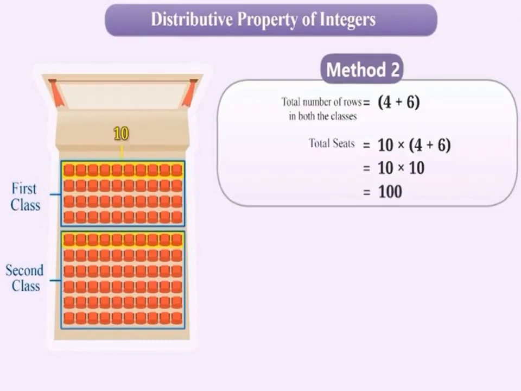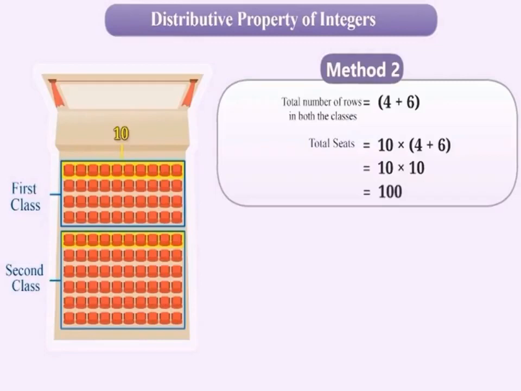Using the second method, first we calculate number of rows in two classes. In first class how many rows are there? 4. And in second class how many rows are there? 6. So total number of rows in both the classes equal to 4 plus 6. Now you can calculate total seats by multiplying total number of rows in both classes by number of seats in each row. How many seats are there in each row? 10. Therefore we can write total seats equal to 10 into (4 plus 6).